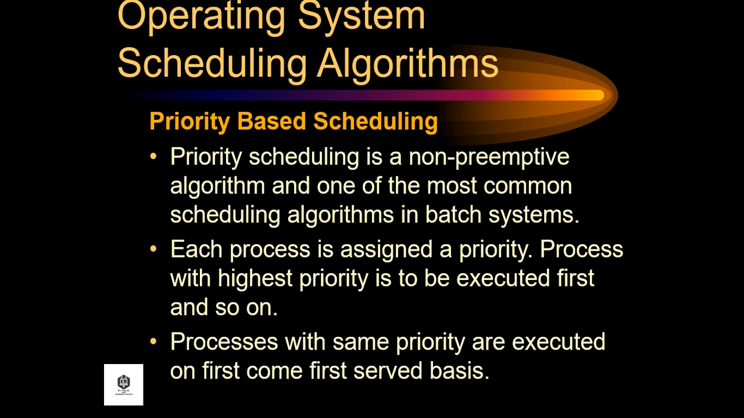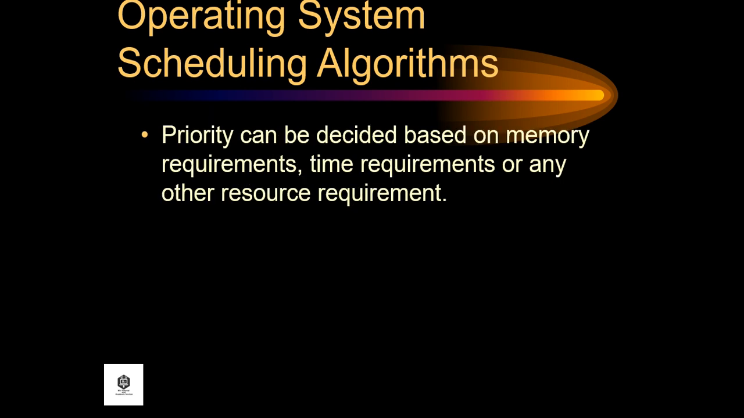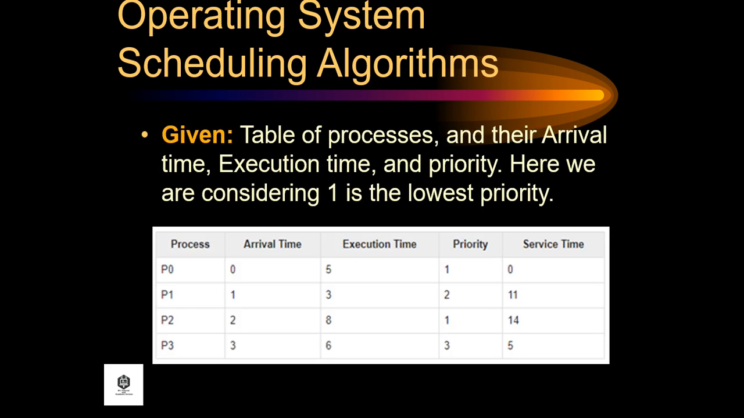Then the priority-based scheduling. Priority scheduling is a non-preemptive algorithm and one of the most common scheduling algorithms in batch systems. Each process is assigned a priority, and the process with the highest priority is executed first, and so on. Processes with the same priority are executed on a first-come, first-served basis. Priority can be decided based on memory requirements, time requirements, or any other resource requirement. So, given the table of processes and their arrival time, execution time, and priority, here we are considering 1 is the lowest priority.